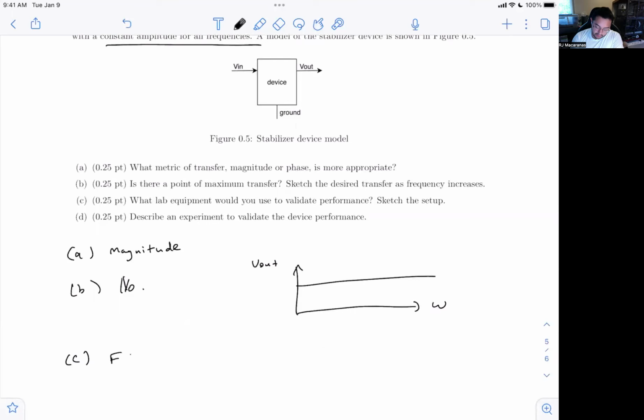And in this case, we want a function generator and an oscilloscope or a meter. So we're just measuring that output voltage and trying to make sure that it stays the same. We're not really looking at something time varying.